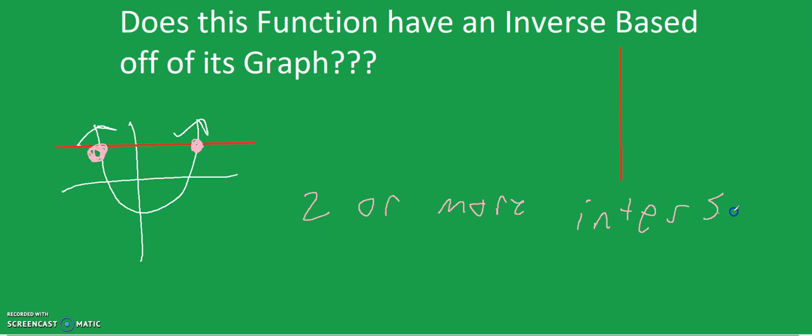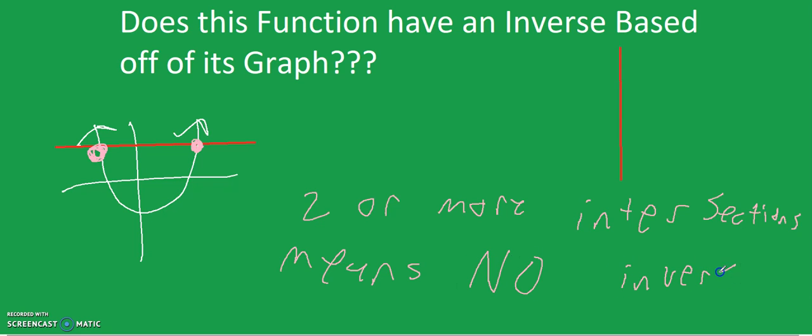intersections means no inverse. So it has to pass the horizontal line test in order for the function to have an inverse. Alright, so let's look at 2 examples of this.